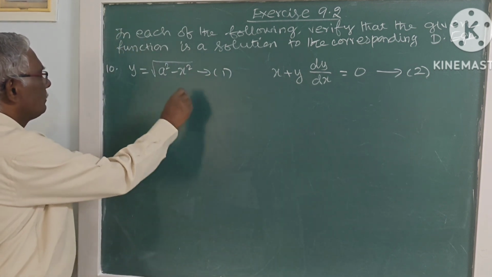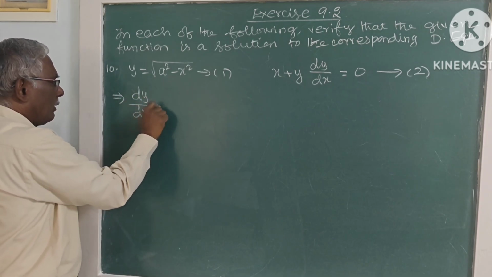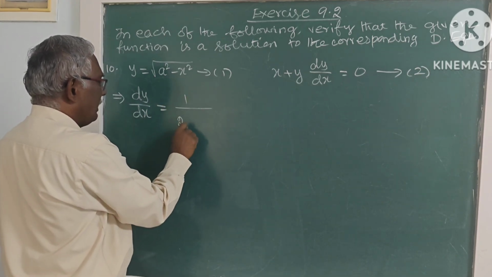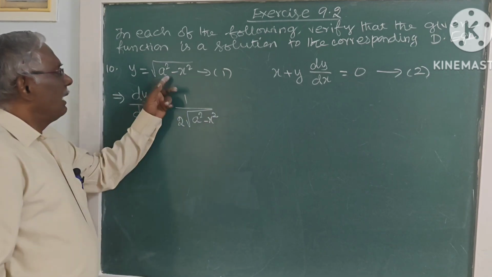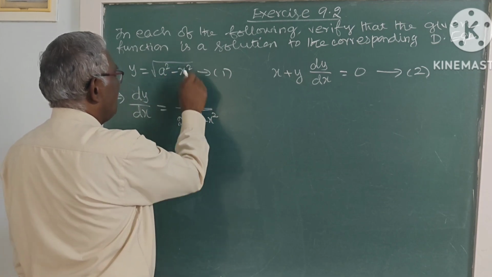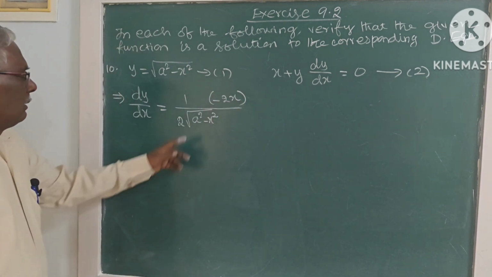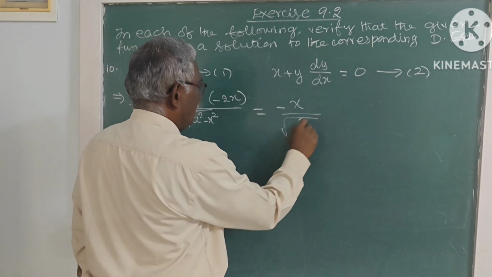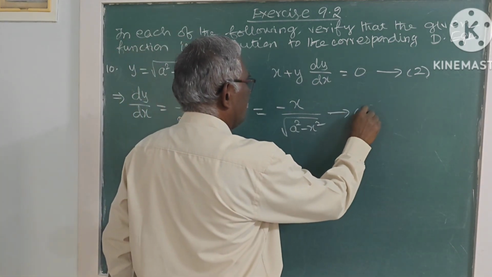Differentiate with respect to x, we get dy by dx is equal to, if we differentiate root x, we'll get 1 by 2 root x. So it will be 1 by 2 times square root of a square minus x square. Again, we have to differentiate a square minus x square. We will get 0 minus 2x. Take this equation as 3.